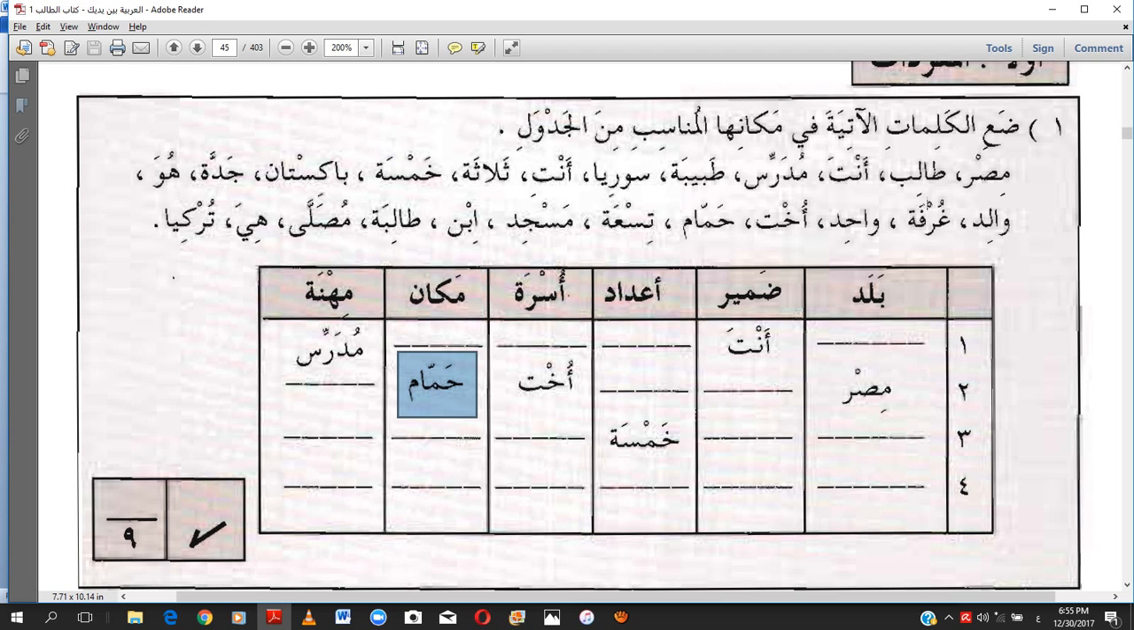Well, we have ghurfa. The one that you said sounds German, right? That's my favorite word.